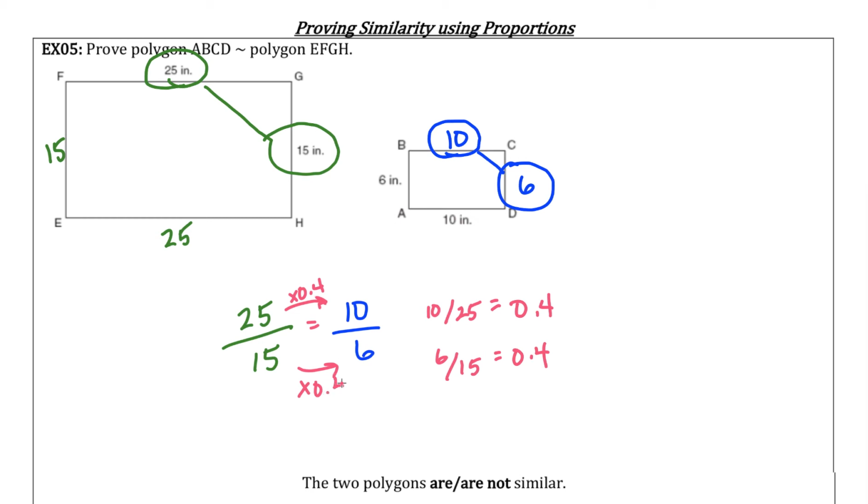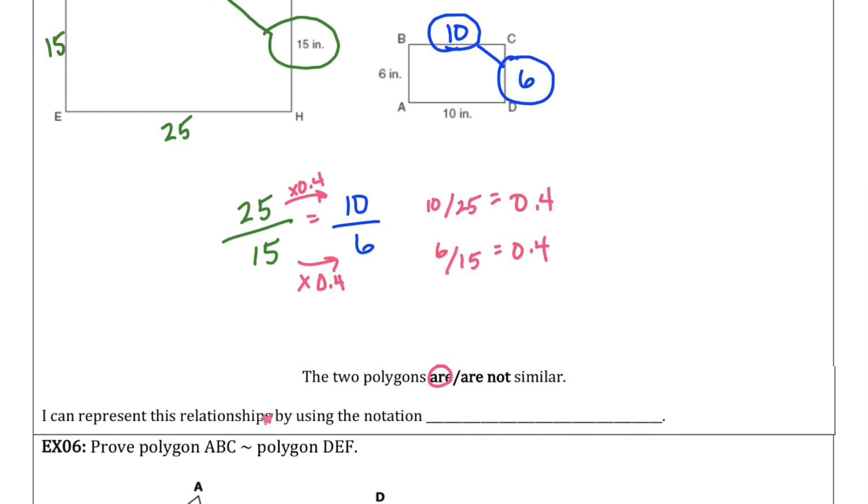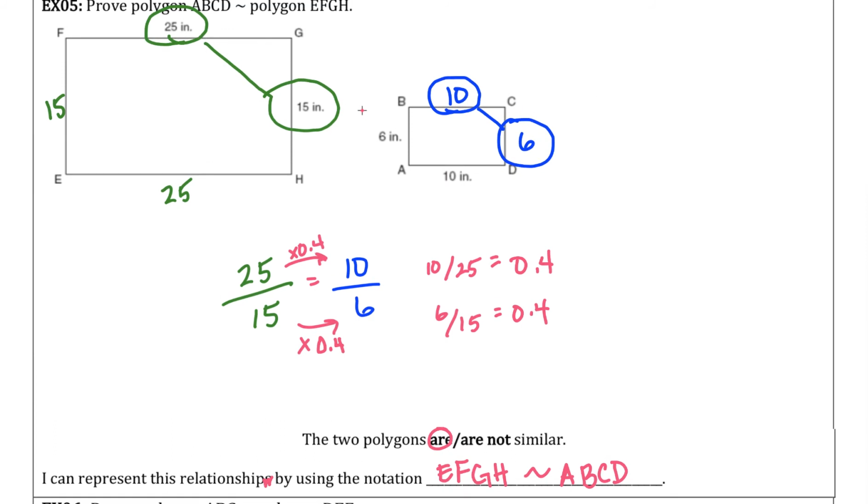Okay. Something looks a little weird about that. Let me just write 0.4. Okay, so they are similar. So EFGH is similar to ABCD. Because we don't have to do more than this right now, because 25 with 15, 10 with 6. If we use 15 and 25, we would use 6 and 10, the same corresponding numbers. You could repeat this again if you want with these ones, but you'll get the same answer.